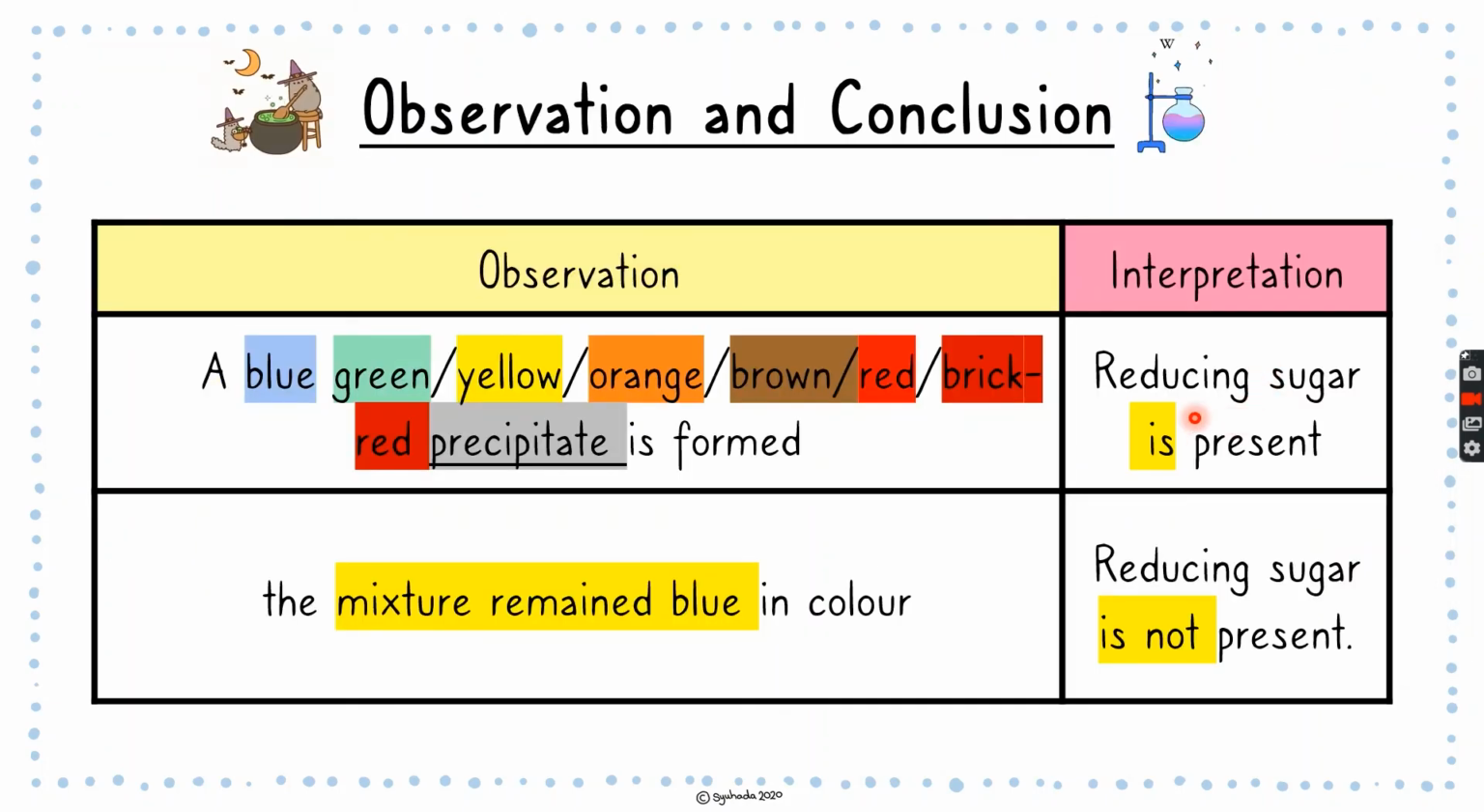If reducing sugar, aka glucose, is present, a blue, green, yellow, orange, brown, red, or brick red precipitate is formed. Reducing sugar is not present if the mixture remains blue in color. So this is the observation you're going to get.